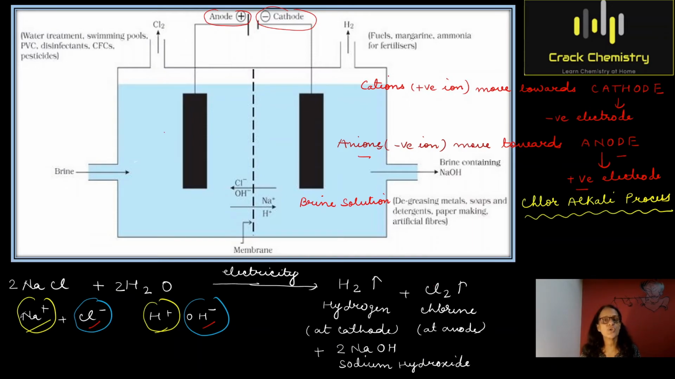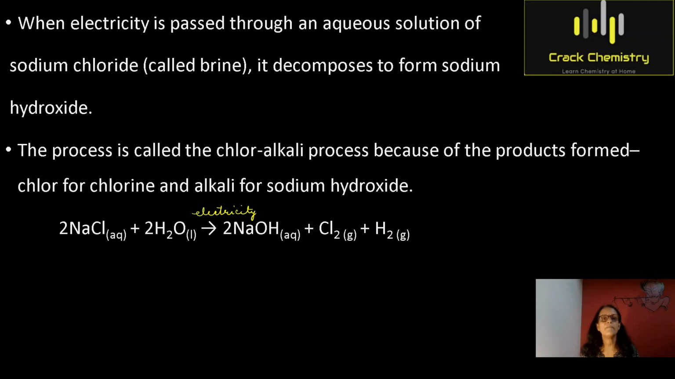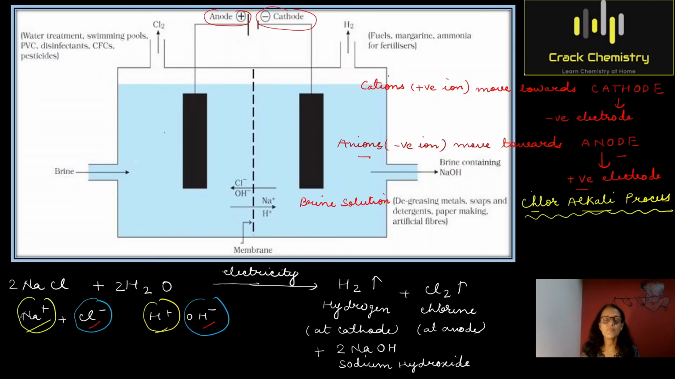One of the products is chlorine. So chlor we have taken from chlorine. Another is alkali. Alkali we have taken from sodium hydroxide, which is alkaline in nature. So this was all about the chlor-alkali process. This is the balanced chemical equation which takes place during the electrolysis of brine solution. Now, another very important point is that the three products which are formed during the electrolysis of brine solution are chlorine, hydrogen, and sodium hydroxide.